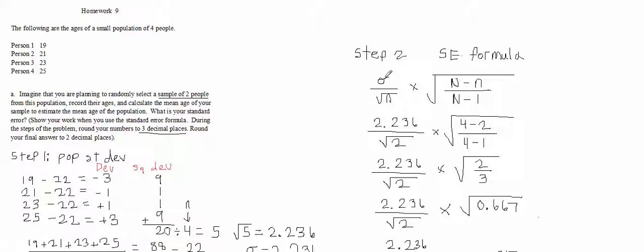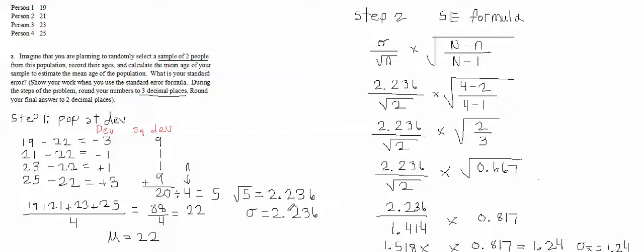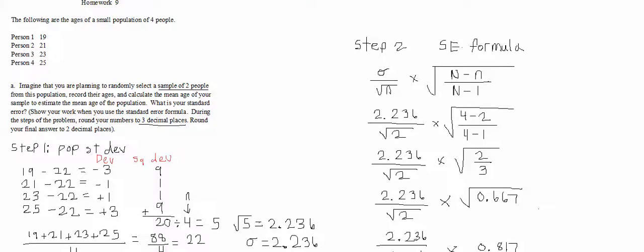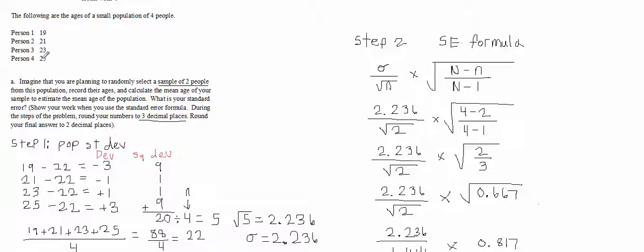There's 3 different symbols in the standard error formula. There's the population standard deviation sigma, which we found in step 1. There's little n, which is sample size, and there's capital N, which is population size. We just have to plug in all of those numbers. In step 1, we found out that sigma, the population standard deviation, is 2.236. That's the standard deviation of these 4 ages in the population. So we plug that in right here for sigma, 2.236.